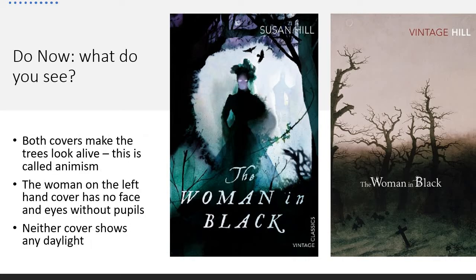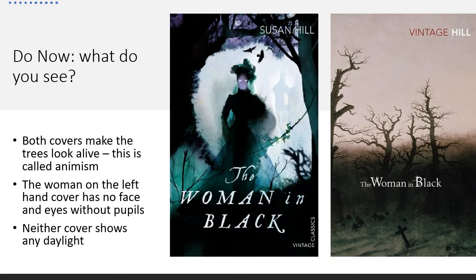So, having done that, let's think about the different ideas that you suggested and that you've written down. If you look closely, you can see that both covers make the trees look alive, don't they? They look like they've got arms, particularly the ones on the right, and are moving in a kind of ominous fashion. This is called animism, when we give human qualities to objects or non-human things.